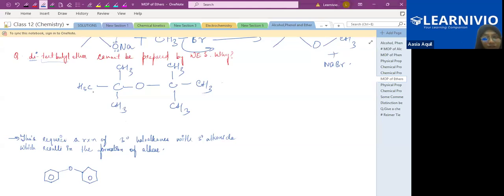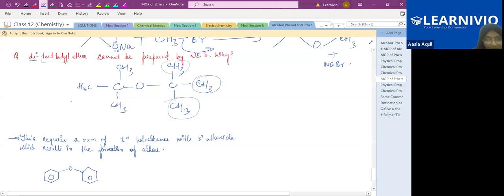You will not get the ether. You will get the alkene over there, because of more hindrance. You can see there are more methyl groups. So more bulky groups are present, there will be more hindrance, and due to the more hindrance you will not get the desired product. That's why we cannot prepare this ditert butyl ether by Williamson ether synthesis.